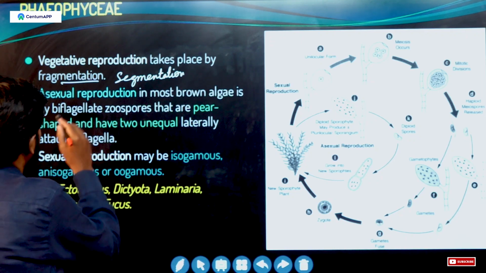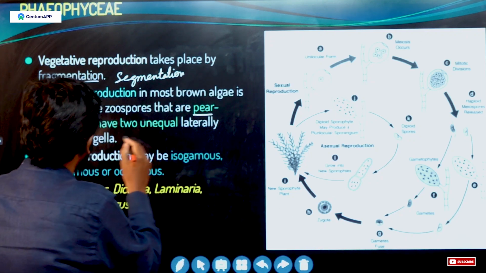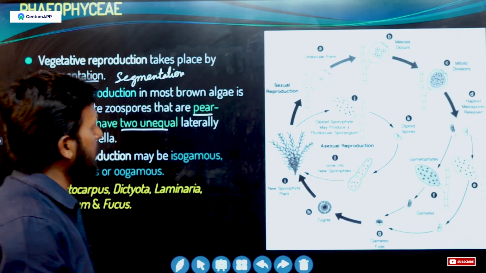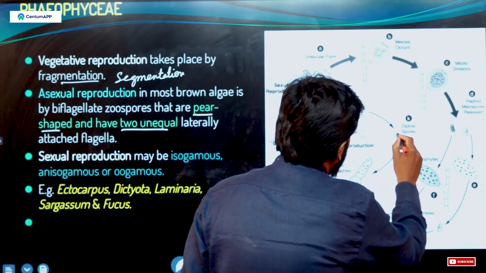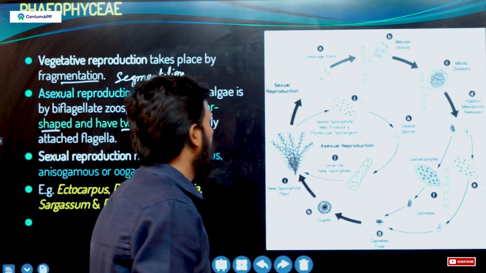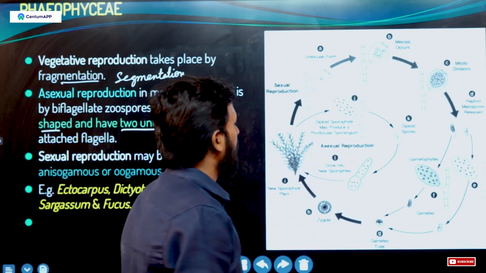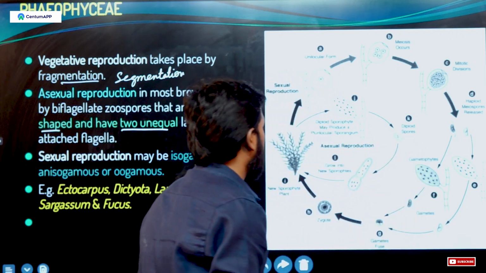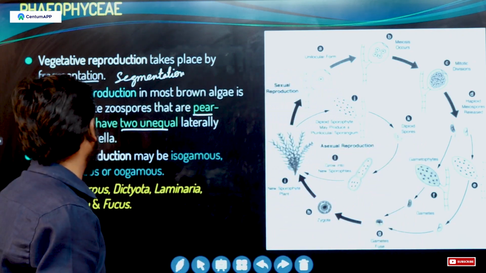In this asexual reproduction, the spores appear unequal in shape. The spores are produced in sporangia, are diploid in nature and unequal in size, to grow the new sporophytes.